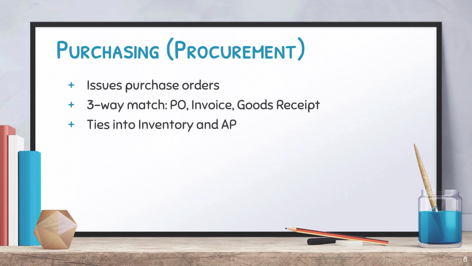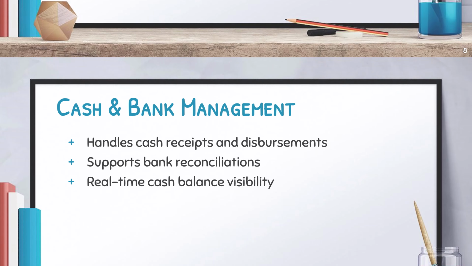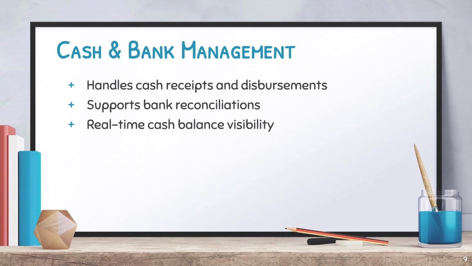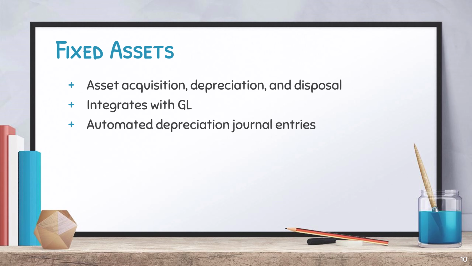The Purchasing or Procurement module handles the creation of purchase orders and ensures accuracy through a three-way match, comparing the purchase order, vendor invoice, and goods receipt. It works closely with both the inventory and accounts payable modules to streamline the procurement process and control spending. The Cash and Bank Management module in an ERP system helps you handle cash receipts and disbursements, perform bank reconciliations, and provides real-time visibility into your cash balances.